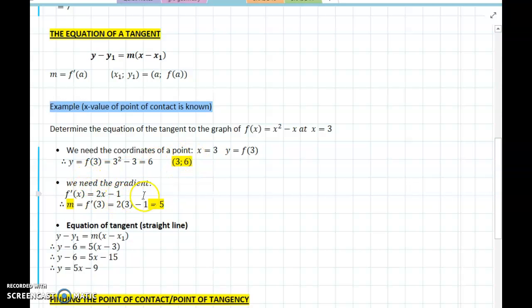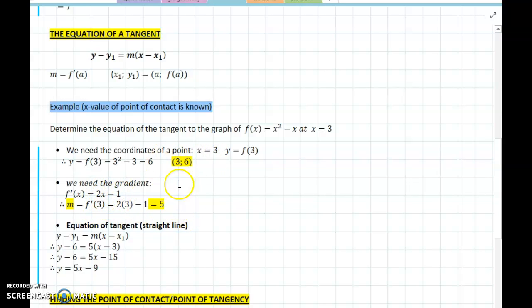Now we need a gradient. The gradient of this line, which is a tangent, we're going to find the derivative of this function anywhere, and that will give me the gradient of the tangent anywhere. So the derivative of this is 2x minus 1. And our gradient at x equal to 3 is substitute 3 into the gradient function. So it's 2 times 3 is 6, minus 1 is 5.